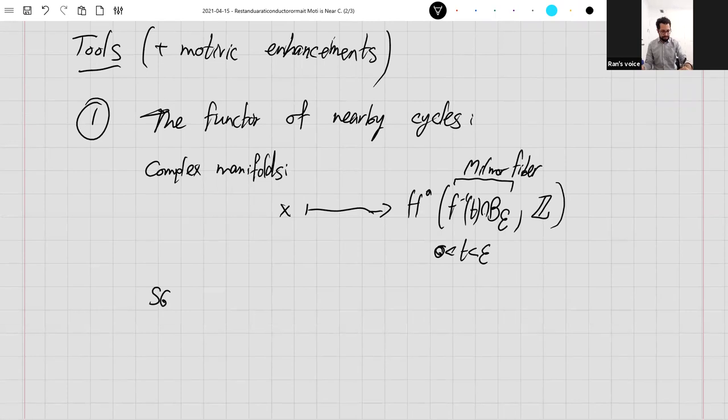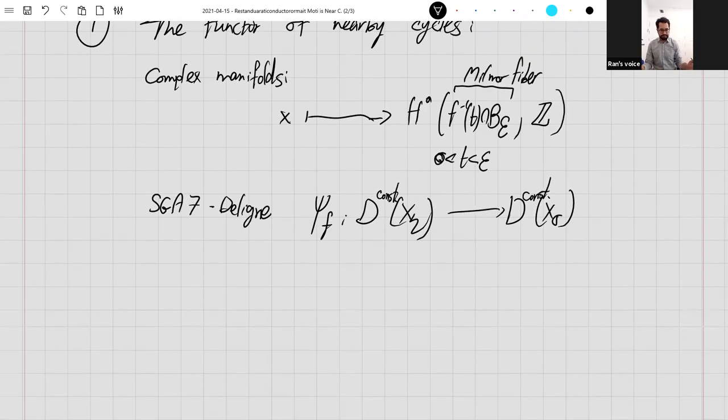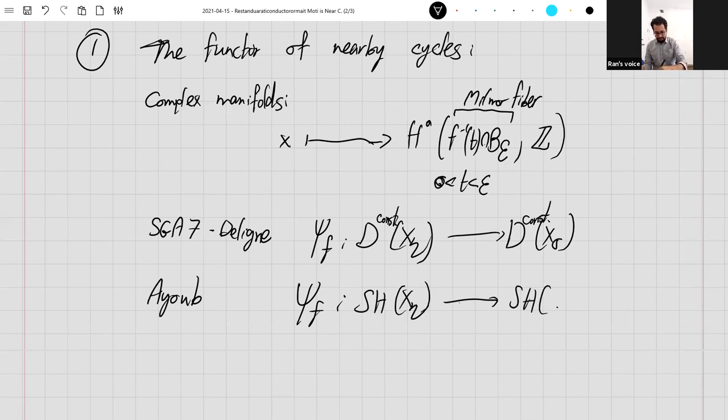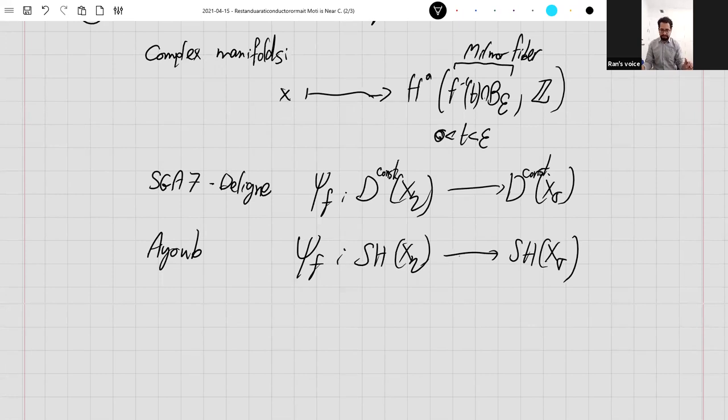And then in SGA 7, you do the link. I think there's an étale version, which is a functor from the derived category of constructible sheaves on X eta to X sigma. So that's the general setting in algebraic geometry. And then there is, developed by Ayoub, a formalism in the setting of motivic homotopy theory, which is from S stage X sigma. That's a functor, and I'll describe some of its properties that I'm interested in.